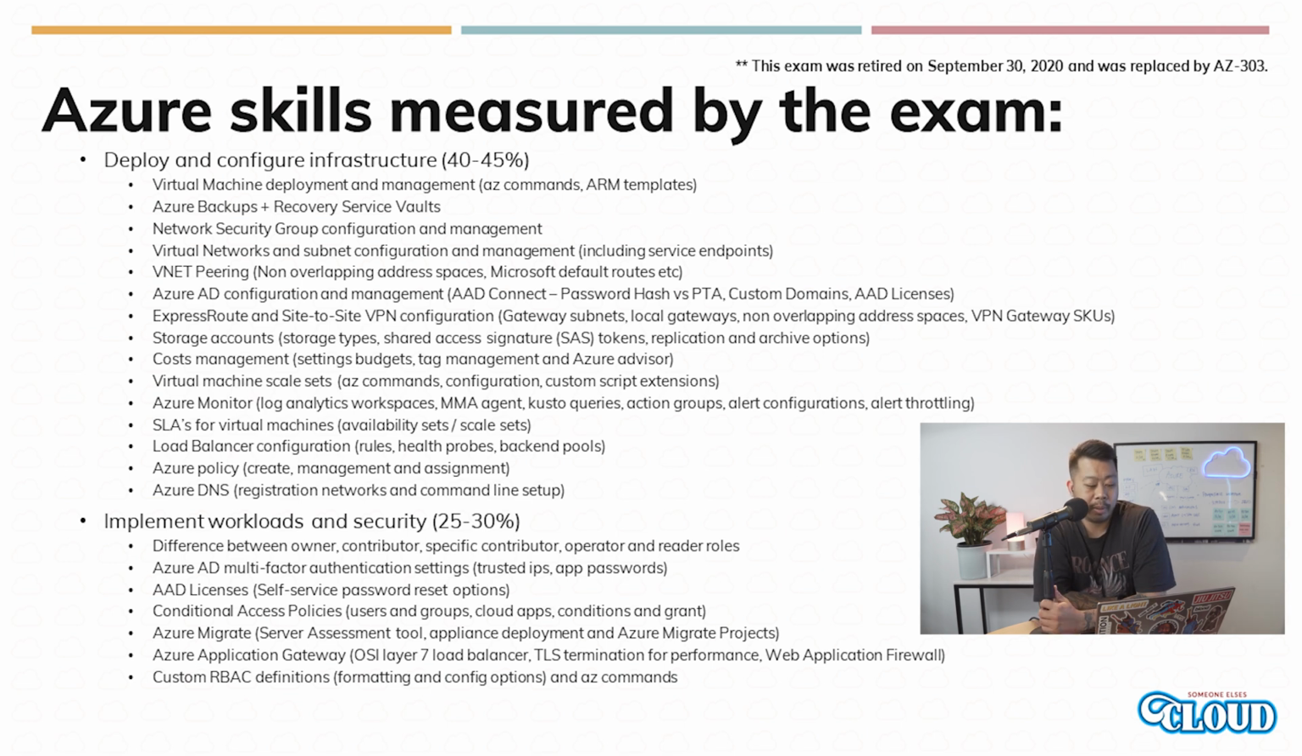Next topic is implement workloads and security, which is 25 to 30%. Know the difference between all the roles: owner, contributor, specific contributors, so like virtual machine contributor, network contributor, operator, and reader roles. They're all quite straightforward. An example is owner is the only permission that will allow you to modify access controls. Know Azure AD multi-factor authentication settings, trusted IPs, app passwords, things like that. That will definitely come up. AAD licenses, so I mentioned that before.